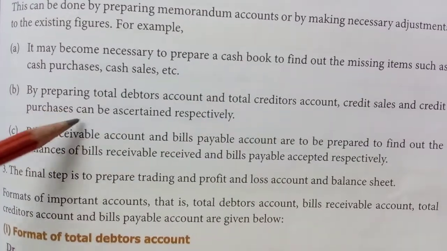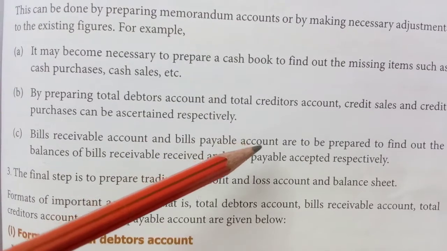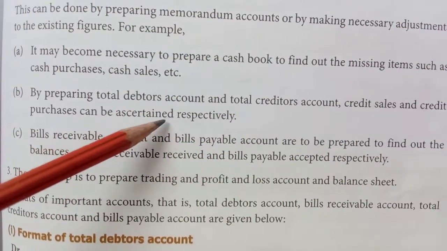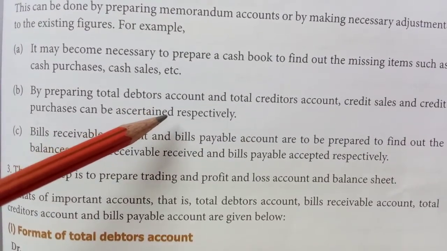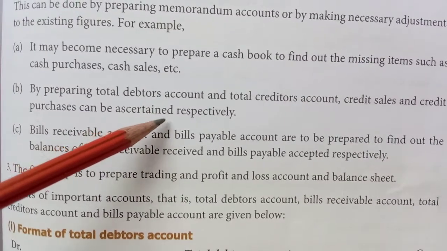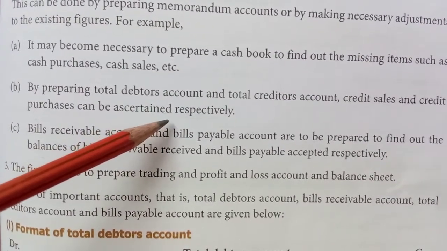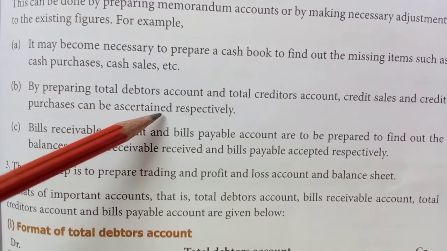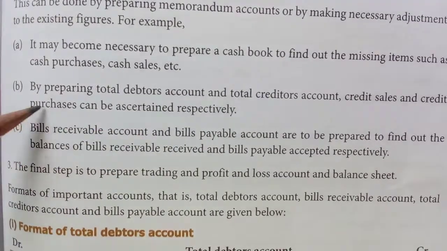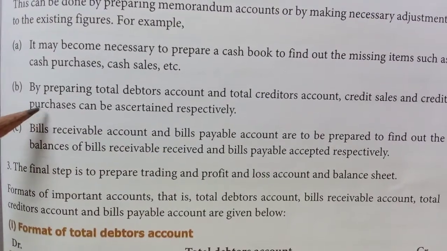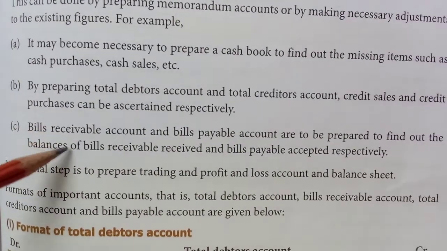Here we calculate from the credit purchases and credit sales. Sometimes they may ask us to calculate, and they will give the cash sales. By adding the credit sales with the cash sales we can calculate the total sales. Then total sales and total purchases can be calculated. Then with this amount we are calculating.